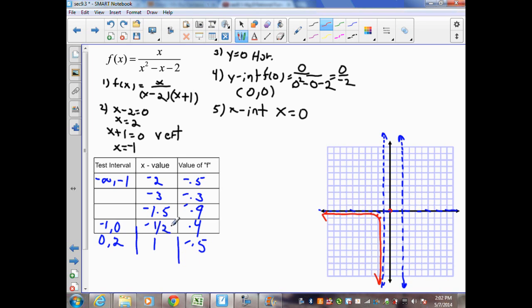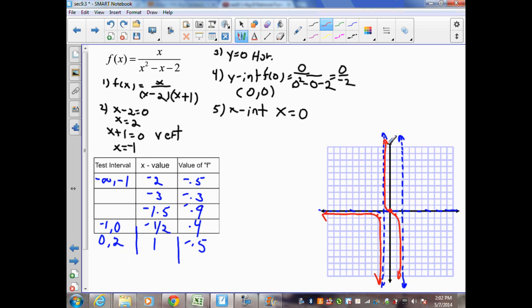So I'll have (-1/2, 0.4), and I'll have (1, -0.5). And you can see from the -1 asymptote to the x equals 2 asymptote, I'm going to get my value of the function decreasing.